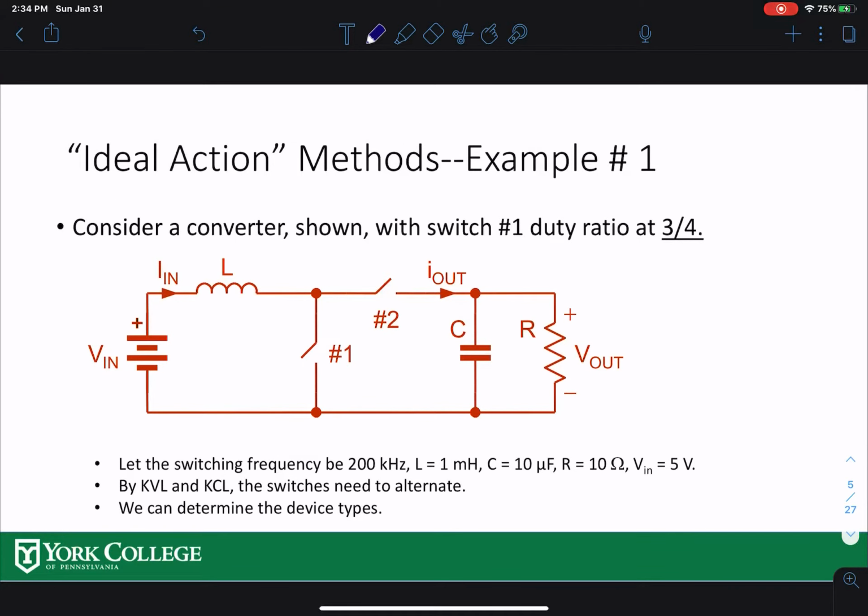And let's use energy balance, also your filter equations for L and C, to design the converter. For this converter over here, we're using 200 kilohertz. So 200 kilohertz is the switching frequency, and the period T is 1 over F. If I use this equation, T here is 5 microseconds, right? And you have the inductor with 1 millihenry, capacitor 10 microfarad, R is 10 ohms, and input voltage is 5 volts. So let's see what kind of current ripples and voltage ripples you can have in this circuit.